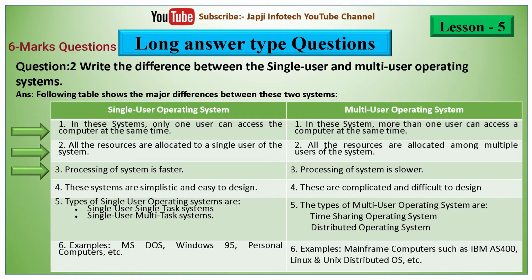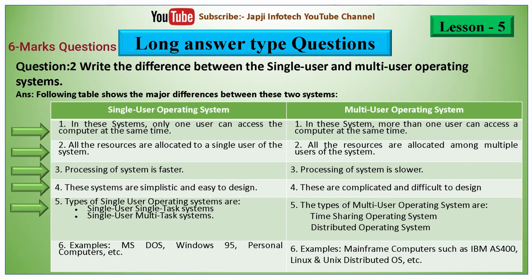Third one is, in the single user operating system, processing of system is faster, whereas in the multi-user operating system, processing of system is slower. And the fourth one is, in the single user operating system, these systems are simplistic and easy to design, whereas in the multi-user operating system, these systems are complicated and difficult to design.